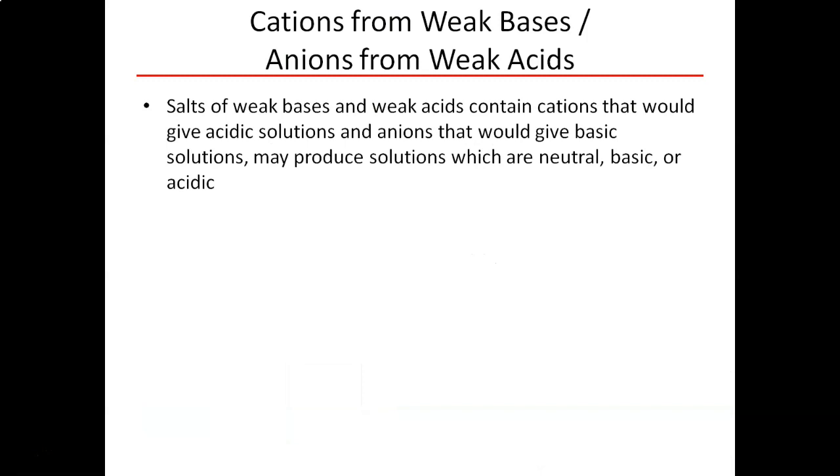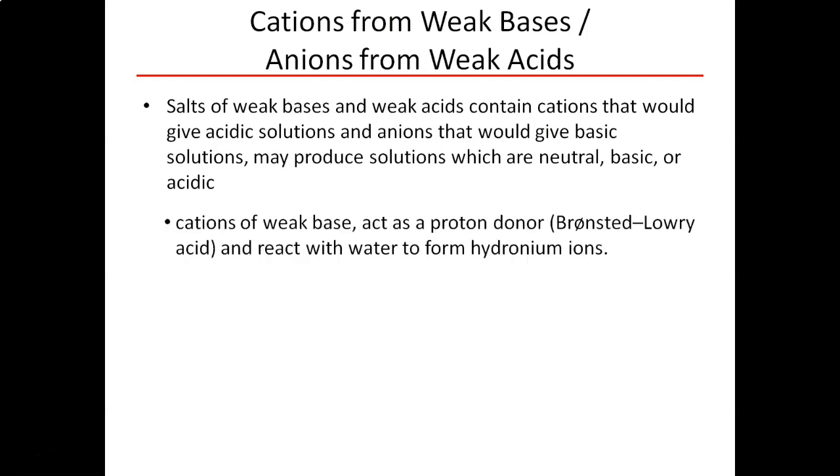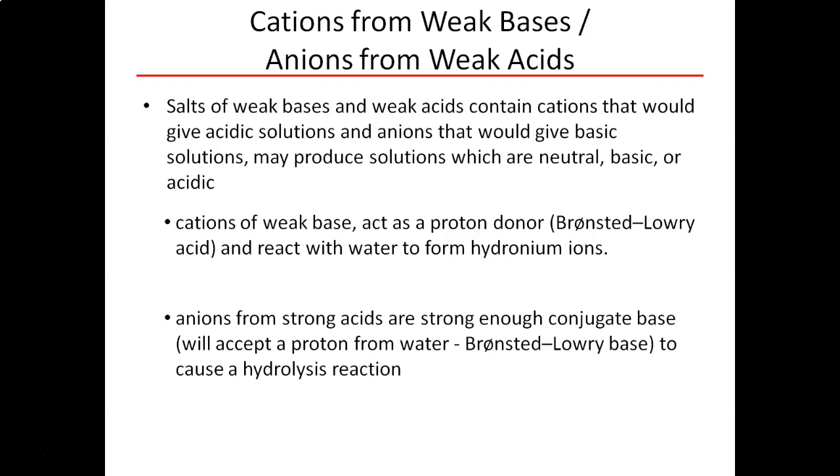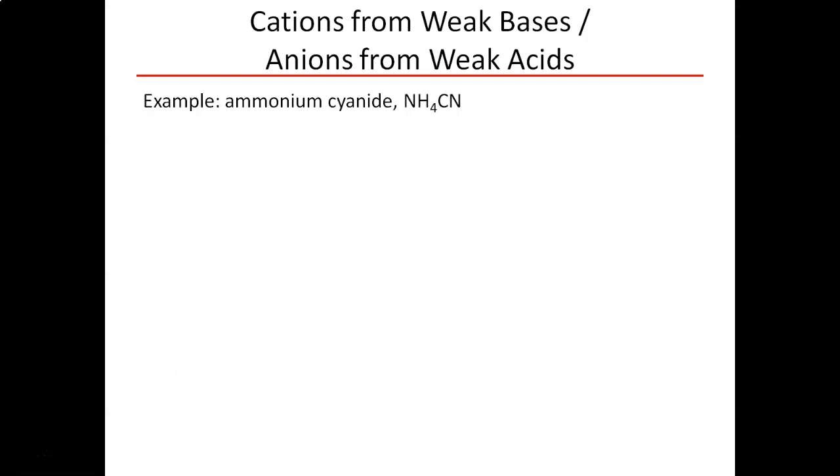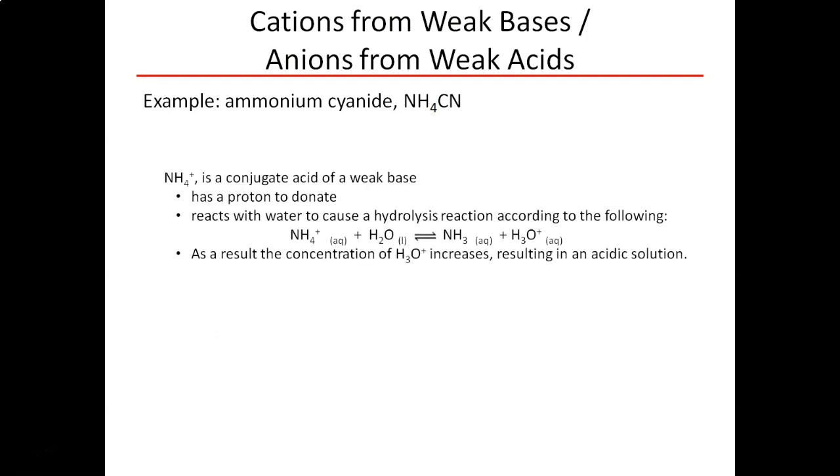So now the question is why? Because they can give us either an acidic, basic, or neutral solution, we need to have a reason to explain this. Well, we already know that cations of weak bases can act as proton donors and will form hydronium ions. And anions of weak acids will do the same, and they'll produce hydroxide ions. So now the question is, what's going on? Let's take a look at our example, ammonium cyanide. We know that when this dissociates, we're going to get our ammonium ion, and our ammonium ion is going to cause a hydrolysis reaction to produce our hydronium ion.